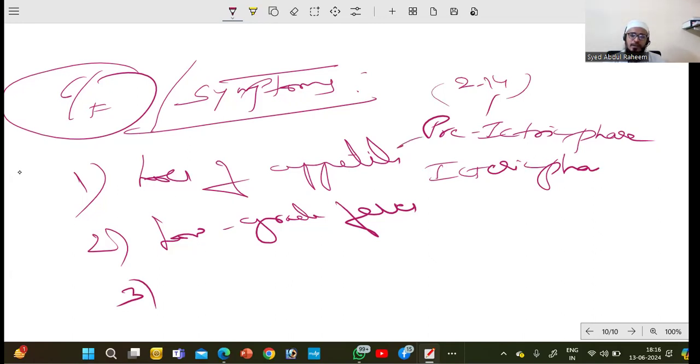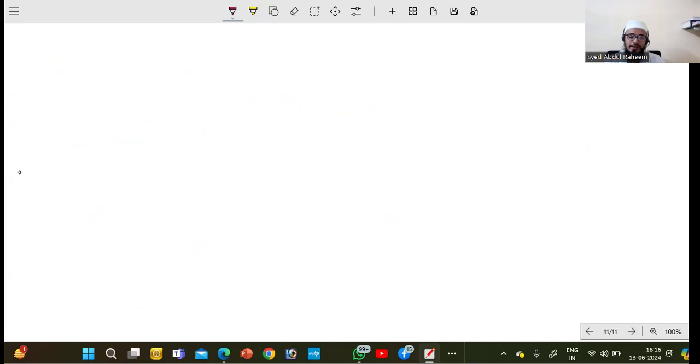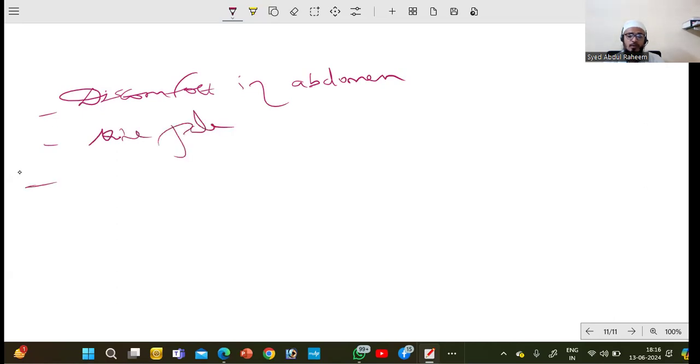These are the pre-icteric phase symptoms: vomiting, nausea, and low-grade fever, like 100, sometimes 102 also. And discomfort in the abdomen. Sometimes urine becomes pale in color. And you can feel pain in the upper abdomen. This is the pre-icteric phase.